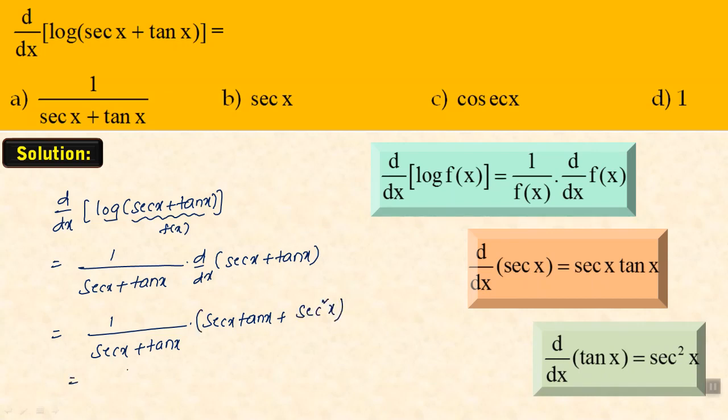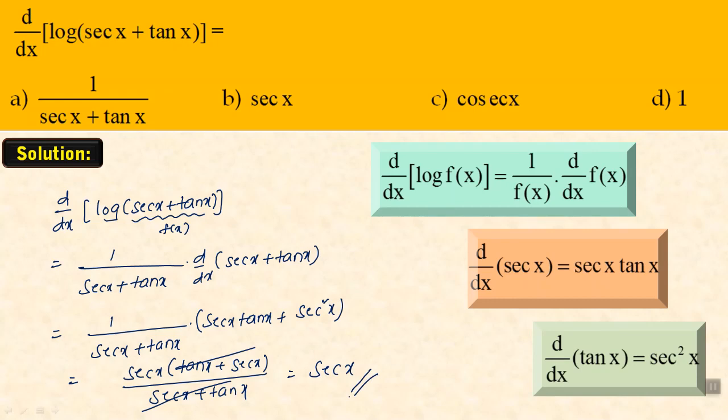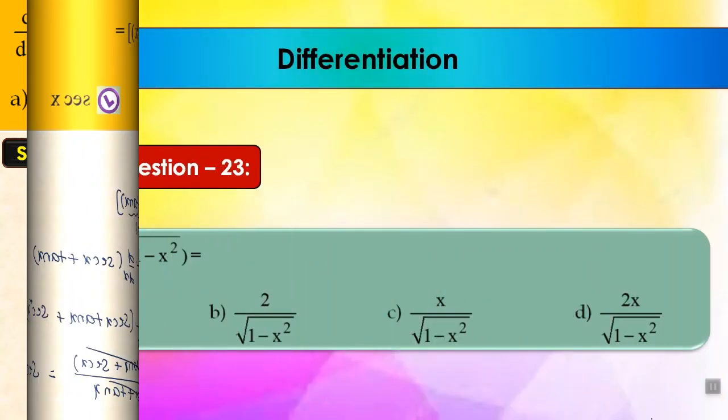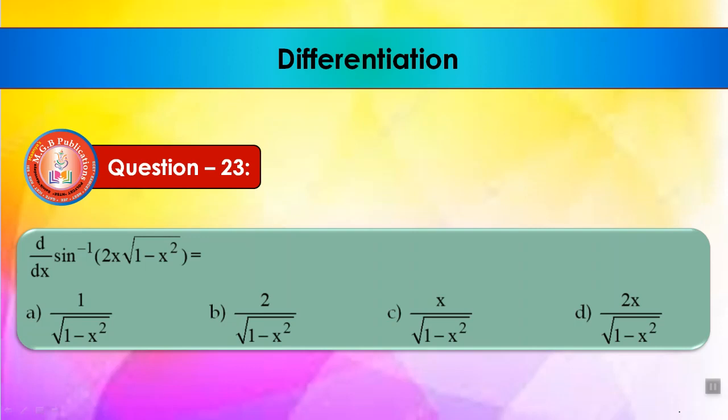This equals to, here in these two terms secant x is common, secant x into tan x plus secant x divided by secant x plus tan x. Here secant x plus tan x, secant x plus tan x get cancelled. This equals to secant x. Therefore, the answer is option B. Dear students, see the question number 23. Read the question and write it.